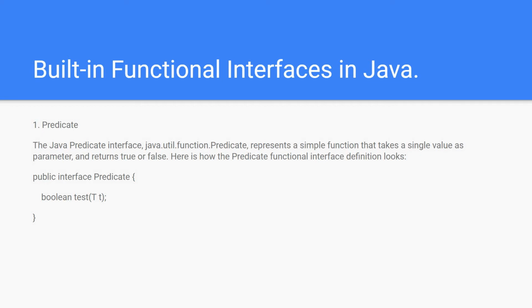Some built-in functional interfaces in Java, like Predicate. The Java Predicate interface, java.util.function.Predicate, represents a simple function that takes a single value as parameter and returns true or false. Here is how the Predicate functional interface definition looks. Public interface Predicate, and it has one method. The return type of the method is boolean and the function name is test and it accepts only one parameter.